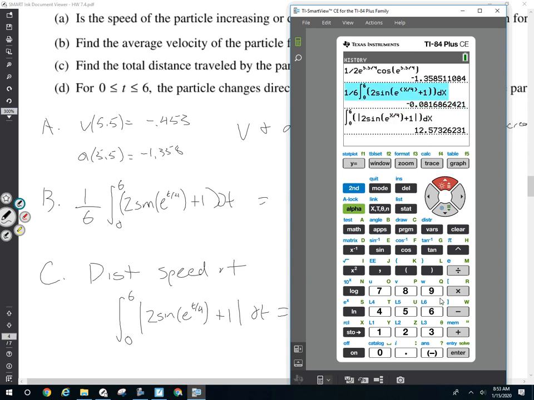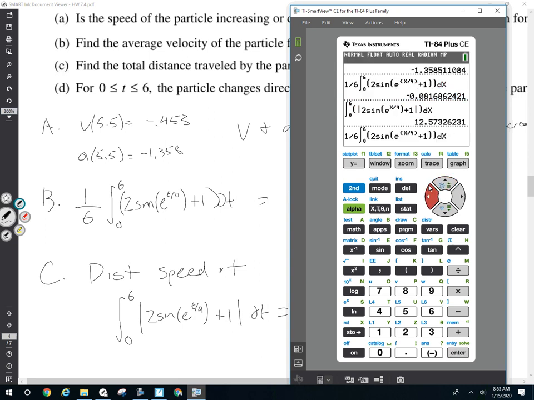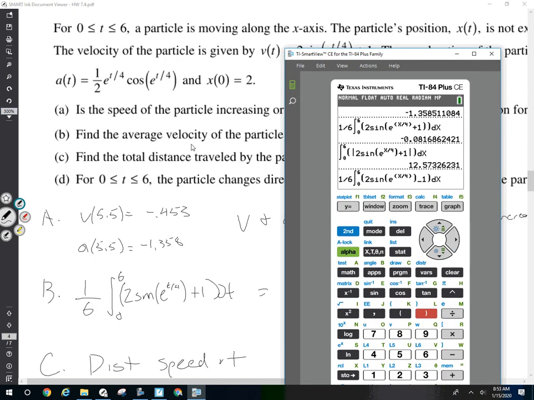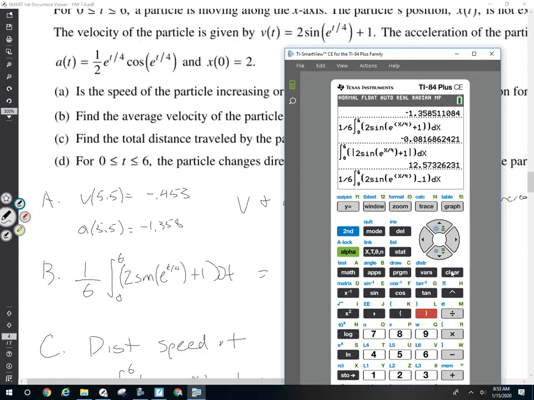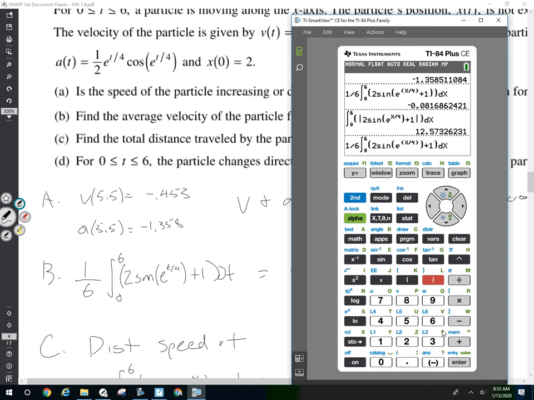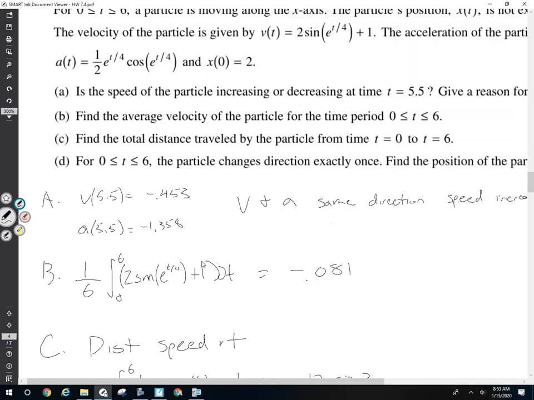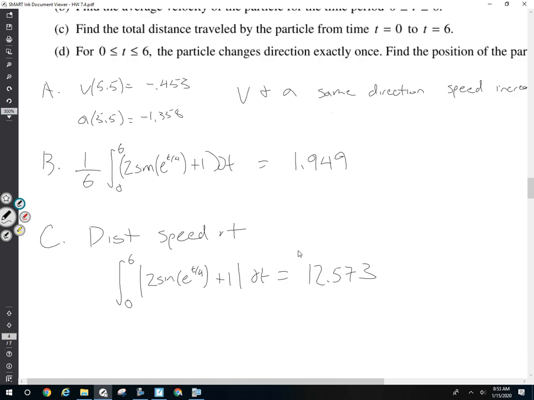Let's go back to this. I messed up when I entered this in. I should have closed my parentheses around my sine here. Second insert, close parentheses. Then I add the 1. Yeah, so this will give me a different answer. Yeah, 1.949. On average, I'm moving to the right. So be careful when you're doing these problems.